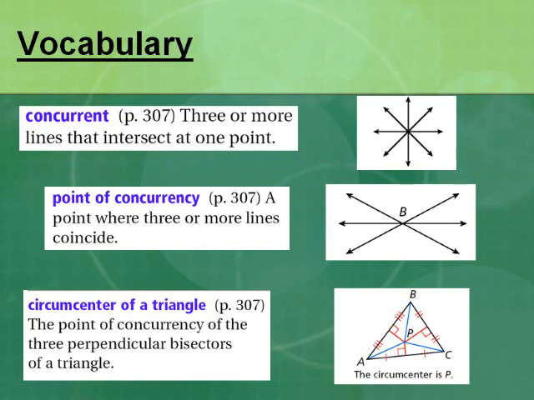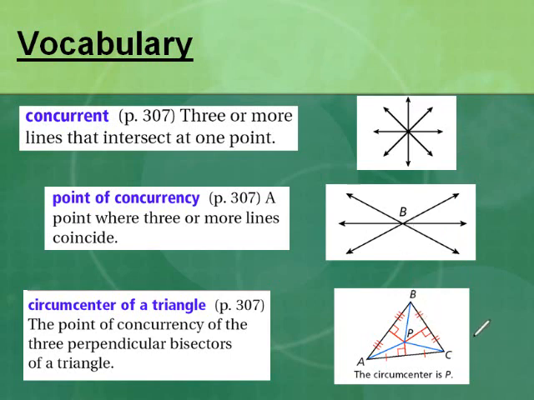We have concurrent, that's when three or more lines intersect at one point. So we say that these lines are concurrent because they intersect at one point. There's point of concurrency. That's a point where three or more lines coincide. So they have a point of concurrency, that is this point right here, where three or more lines happen to intersect.